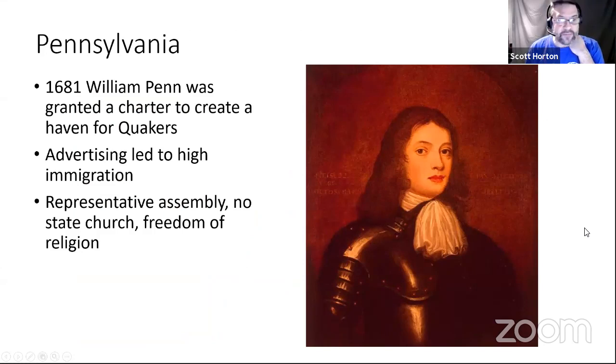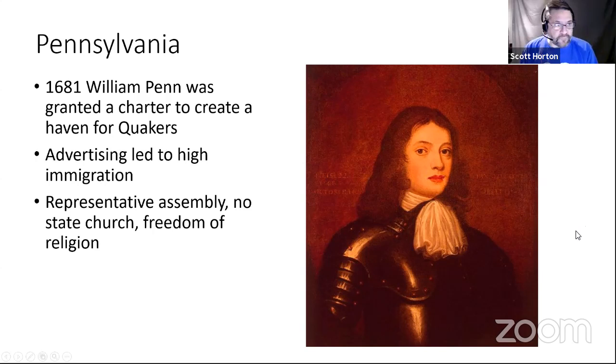And Pennsylvania, as I mentioned just a minute ago, tended to be much more of the typical example of a middle colony. So William Penn, who was granted a charter to create a religious haven for Quakers, again, another English religious dissenting group that is welcome to leave England and come to the New World. They have a representative assembly. They don't believe in official state churches, lots of land that's available there for them, etc.